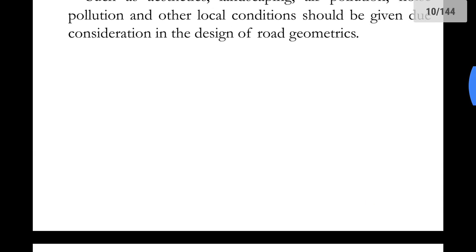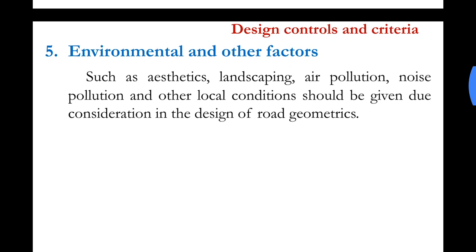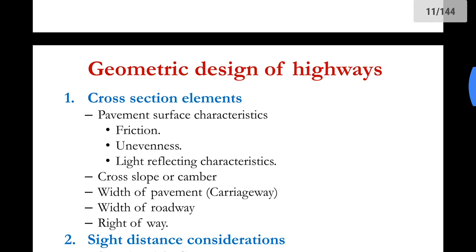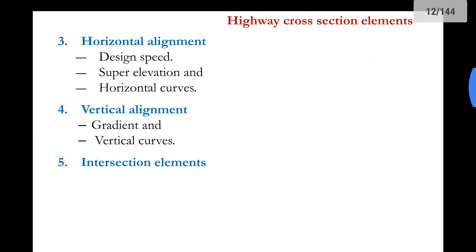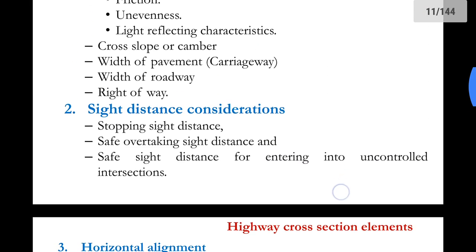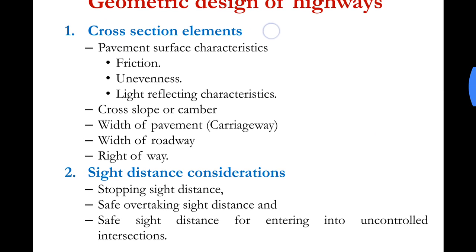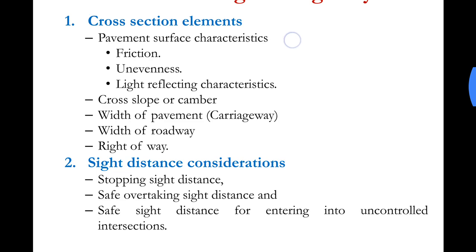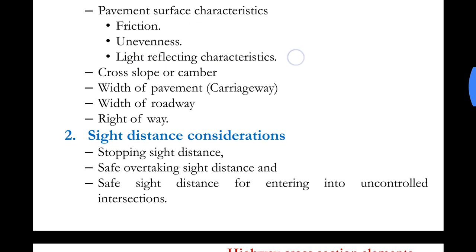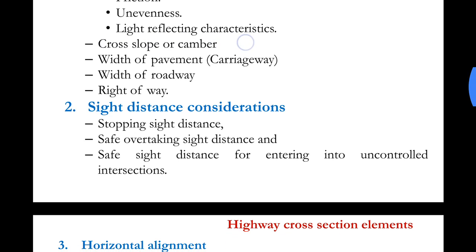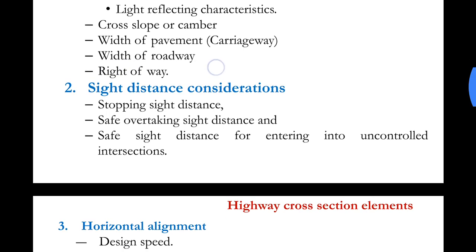In my last lecture, we had discussed factors affecting highway geometric design. Now we will move to the next topic, that is the actual geometric elements which we need to design, which are cross-sectional elements, under which we have pavement surface characteristics, which include friction, unevenness and light reflecting characteristics, then cross slope or camber, width of pavement, width of roadway, right of way.